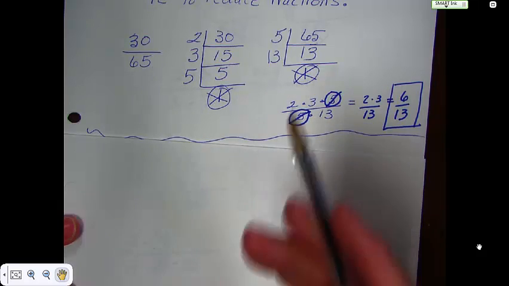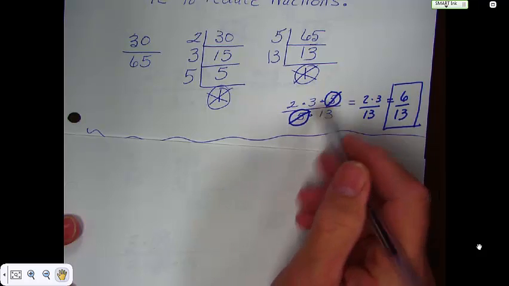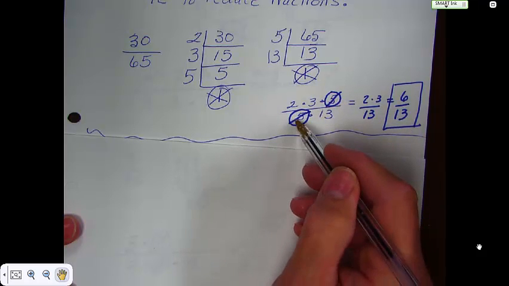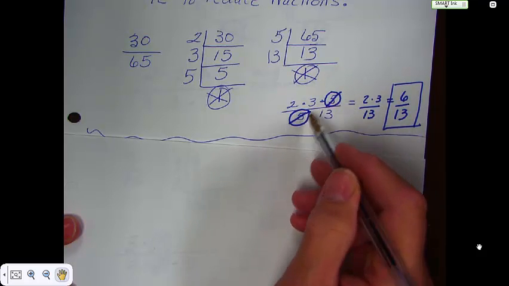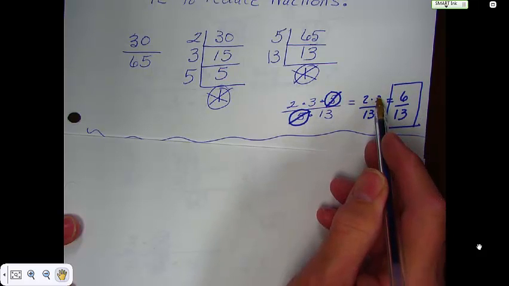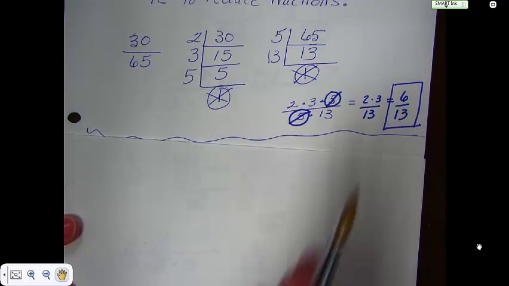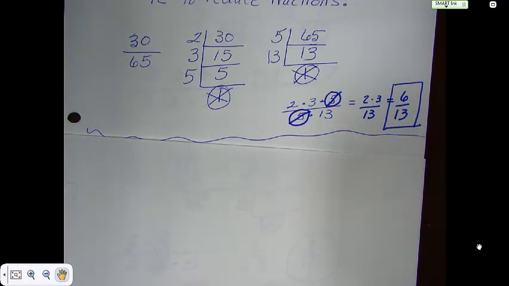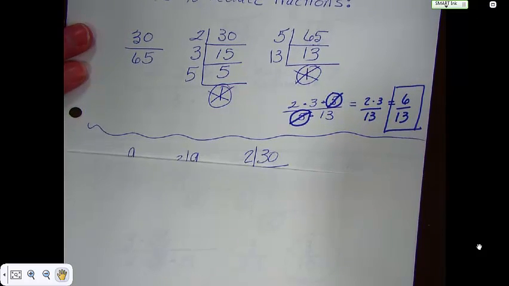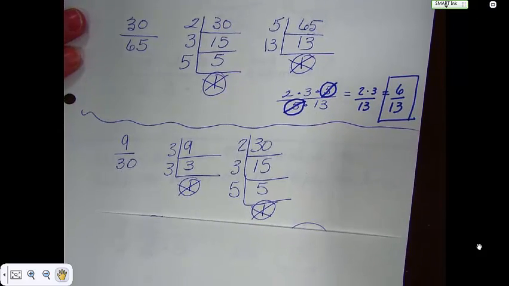The only common numbers between these two prime factorizations are the 5s. So you get rid of the 5s, and you're left with 2 times 3, which is 6, over the 13, which is what is left. And there is your reduced fraction. Now this is a pretty solid way to do it, and you don't make mistakes generally as easily this way.